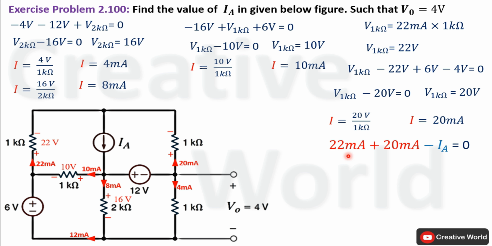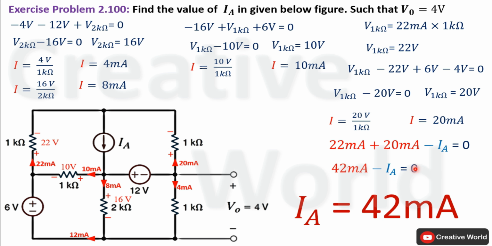Entering currents are taken with positive sign, 22 milliampere plus 20 milliampere, and leaving current is taken with negative sign, minus IA. Add these currents together, their sum will be equal to 42 milliampere, and place this minus IA on the other hand side of the equal sign to calculate its value. So the value of constant current source IA will be 42 milliampere.